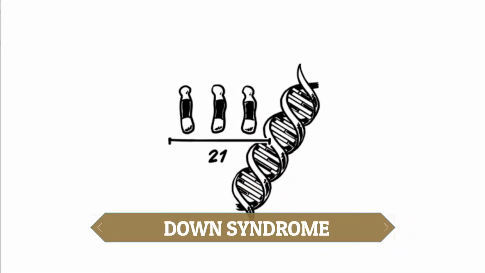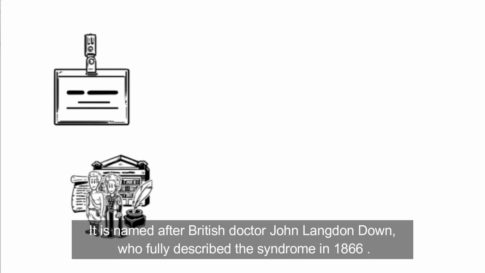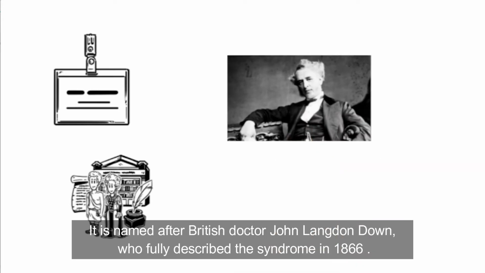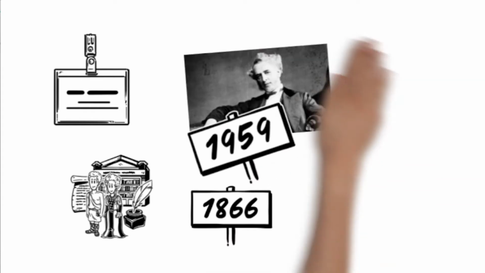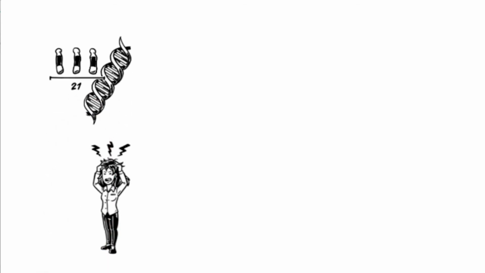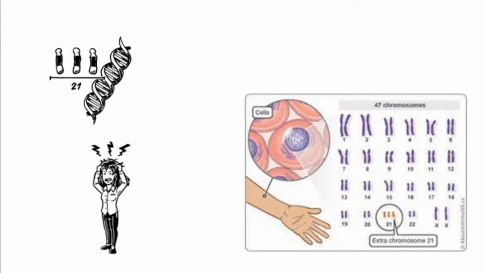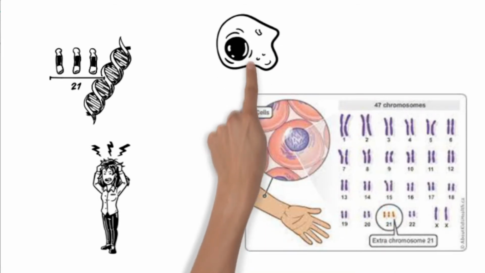Down syndrome. History. It is named after British doctor John Langdon Down, who fully described the syndrome in 1866. The genetic cause of Down syndrome was discovered in 1959. It is a chromosomal disorder, also known as trisomy 21. Trisomy 21 means there's an extra copy of chromosome 21 in every cell.